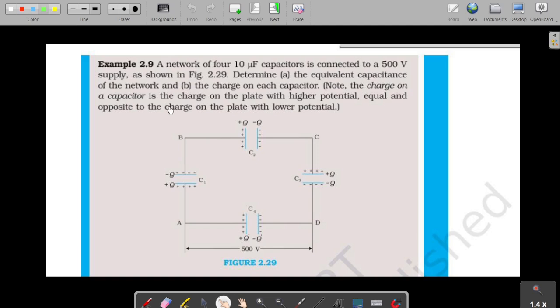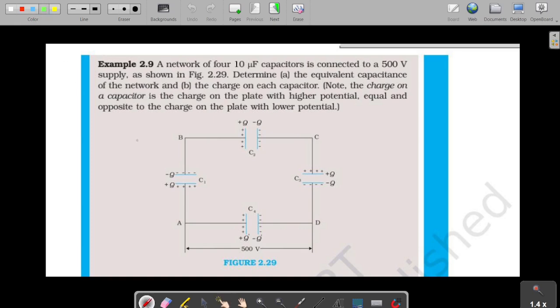Note the charge on a capacitor is the charge on the plate with higher potential, equal and opposite to the charge on the plate with lower potential. So the problem is like this. Now we will proceed for the solution.